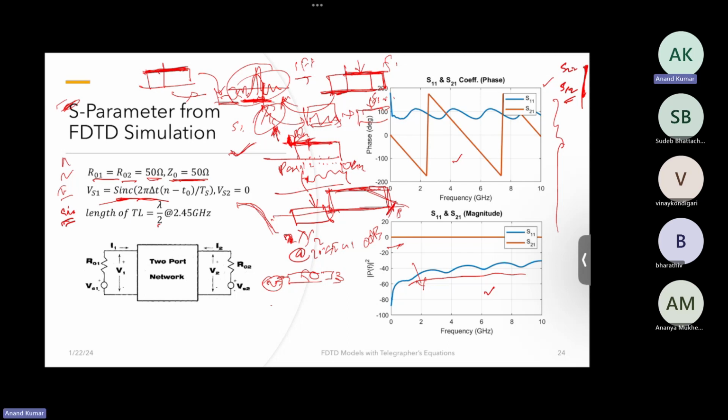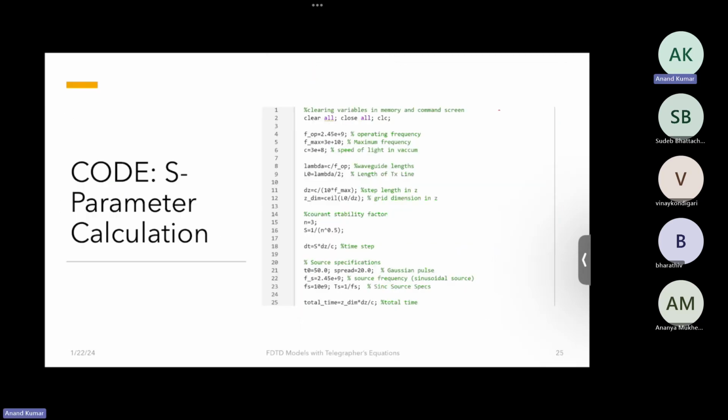Okay, so this is the code, and all of this is the same as what we have already discussed. The only change is over here at line number 23. We have included the sinc function.